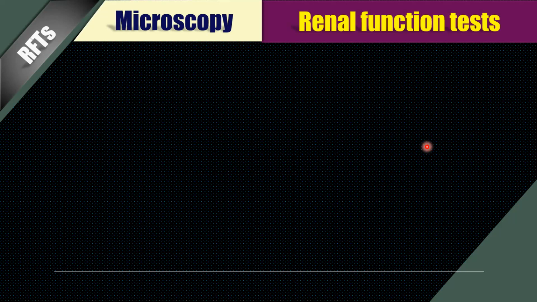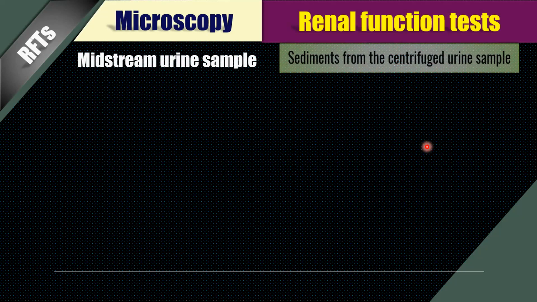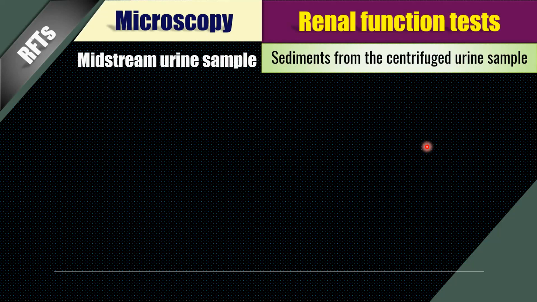The last category of urine analysis is microscopy. For the microscopic examination of the urine, we need to collect a midstream urine sample, and it should be a fresh urine sample. If you want to do the test after some time, we need to preserve this urine sample after centrifugation in the refrigerator. We need to do centrifugation after the collection of the sample. Then the bottom settled part or sediment from the centrifuged urine sample we need to examine under the microscope.